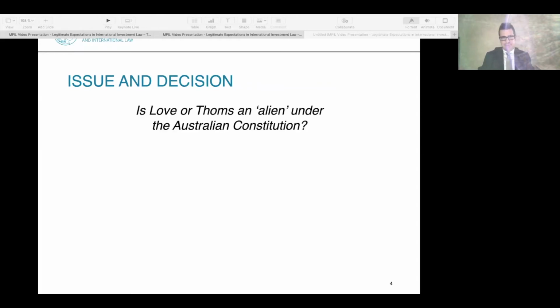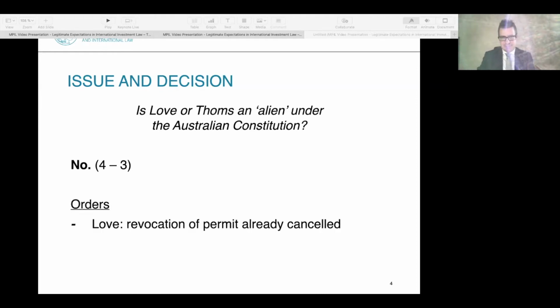That's the issue. Are Love and Thoms aliens under the Australian Constitution? The decision is no, by a very thin majority, 4-3. Interestingly, the Chief Justice of the High Court of Australia was in the minority in this case, which, I mean, is always possible, but it's normally a rare occurrence. What does this decision mean practically?